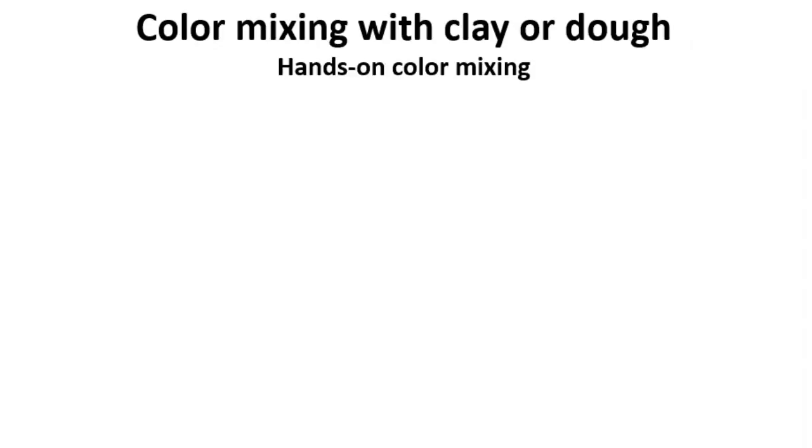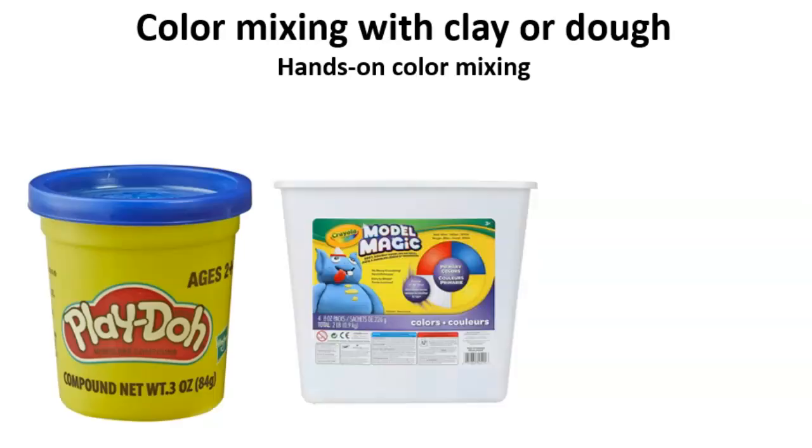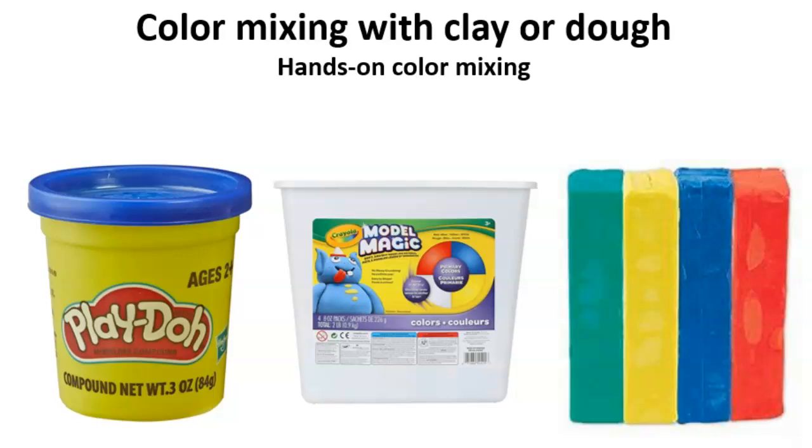Another terrific thing to do with young kids that you're not ready to give them paint to mix yet is color mixing with clay or Play-Doh. And this works with all sorts of things. You can use Play-Doh, Model Magic, modeling clay. Now, I am not crazy about using modeling clay. The colors mix up really well, but it tends to leave a kind of greasy film. Model Magic is a little expensive, so I prefer Play-Doh.